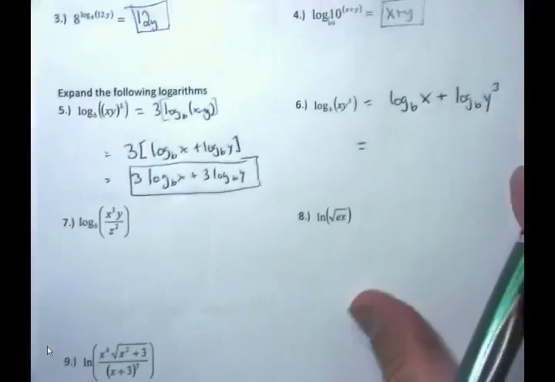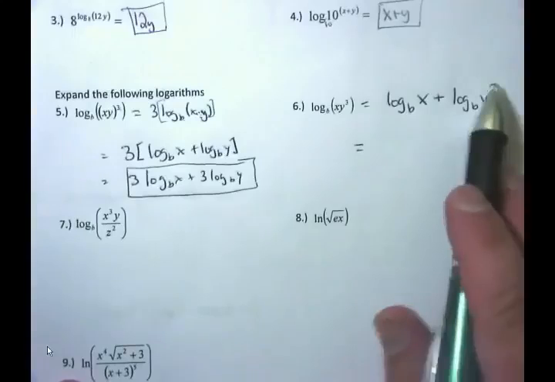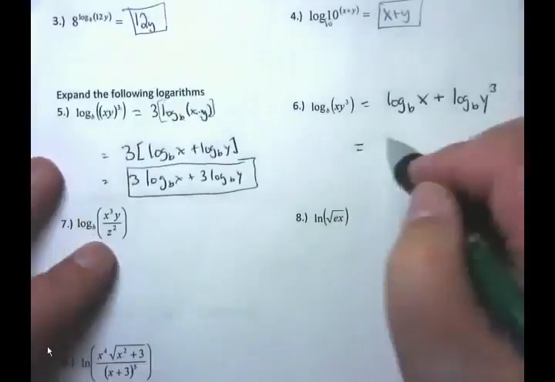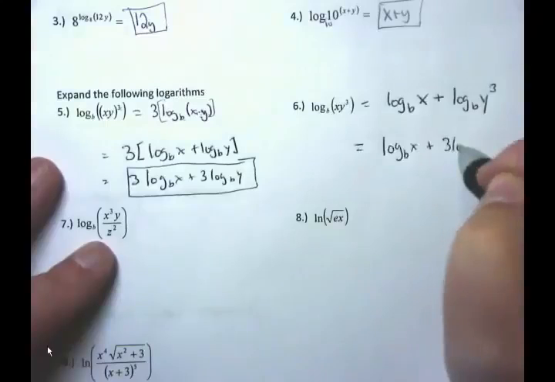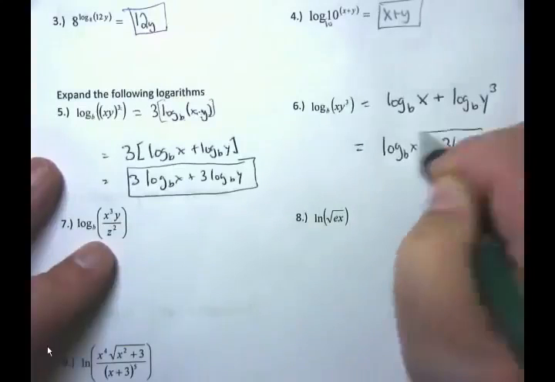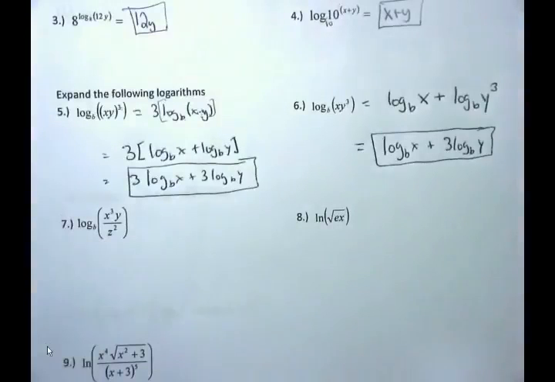But you're not done yet, because this little log has a y that's being cubed here, so where does this cube go? In front of the log of which it's attached to. So the answer would be the log base b of x plus 3 log base b of y. And there's my answer for that guy.